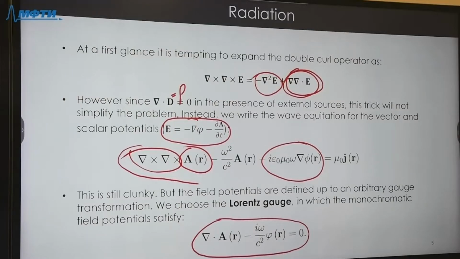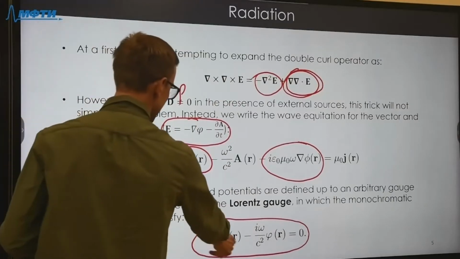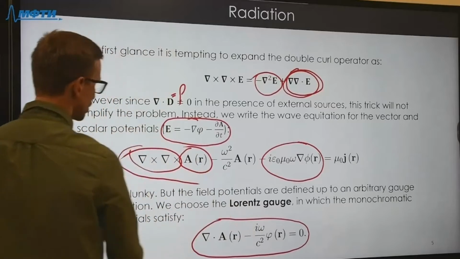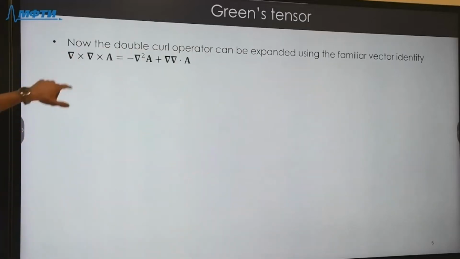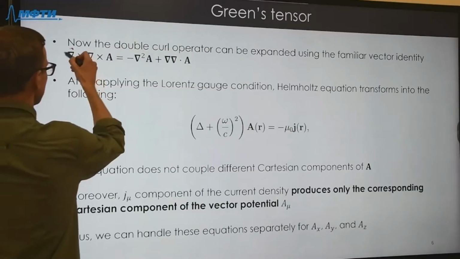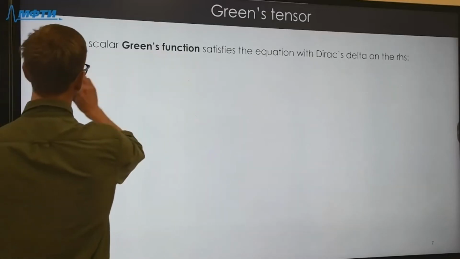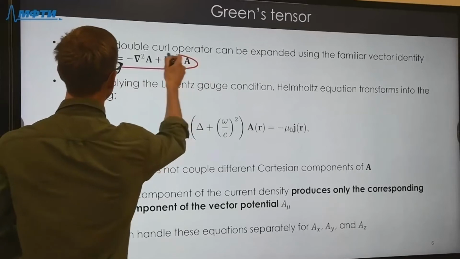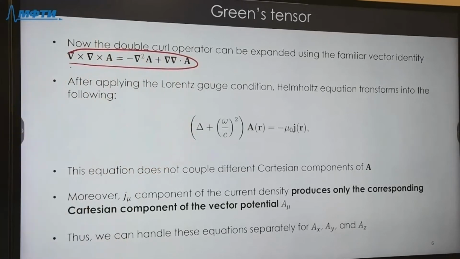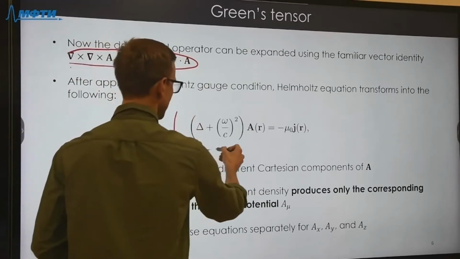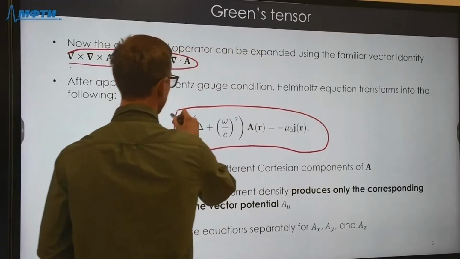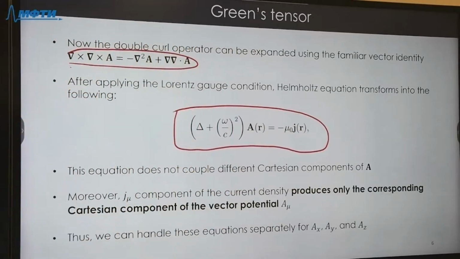So now if we use this Lorentz gauge, we can finally use our beloved vector identity. We can expand the double curl of the vector potential and apply the Lorentz gauge condition. If you do this, we obtain the following simple equation, which we're going to be solving. This is much nicer than what we had previously.